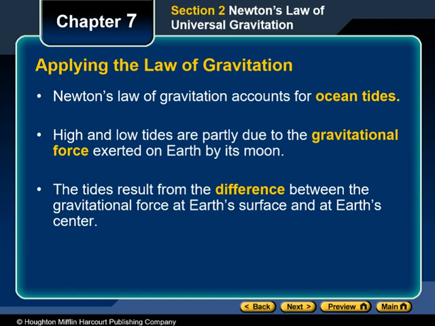Applying the law of gravitation. For about 6 hours, water slowly rises along the shoreline of many coastal areas and culminates in a high tide. The water level then slowly lowers for about 6 hours and returns to a low tide. This cycle then repeats. Tides take place in all bodies of water but are most noticeable along seacoasts.